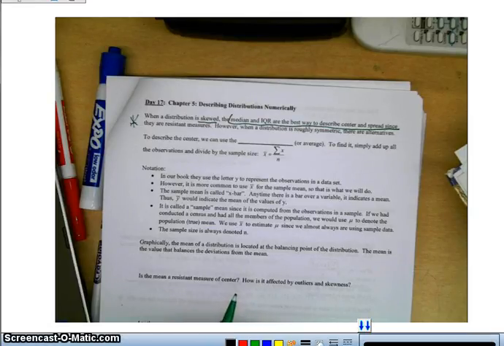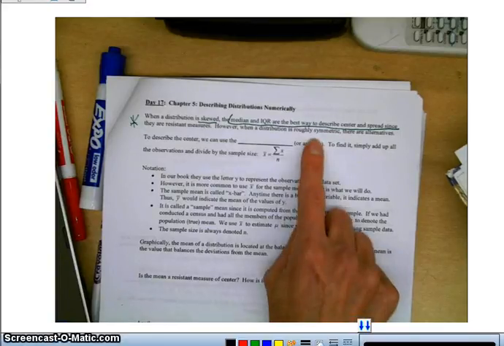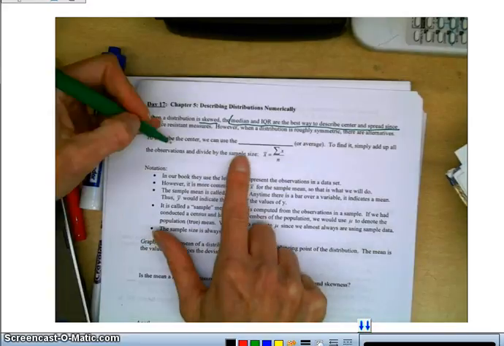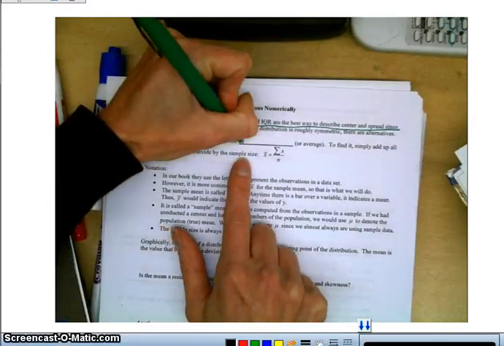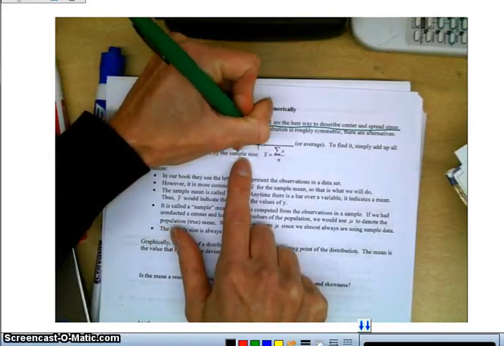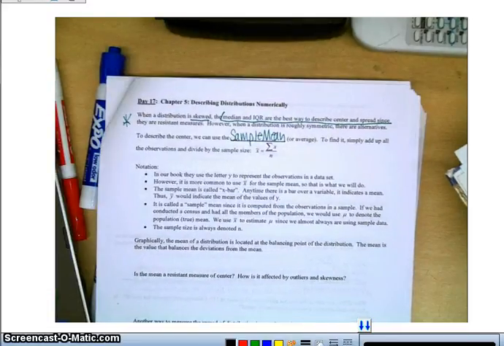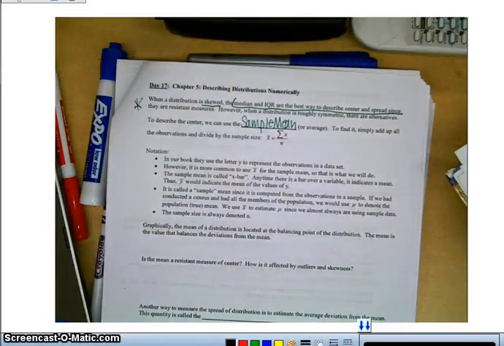But when a distribution is roughly symmetric, there are other things that we can use to describe the center and spread. And actually, these are the things that guide most of the rest of the statistical calculations and testing that we do for the rest of the year. Most statistical things are based on the mean. To describe the center, we can use what's called the sample mean. You probably know it as the average, but you want to get used to calling it the mean and the sample mean.